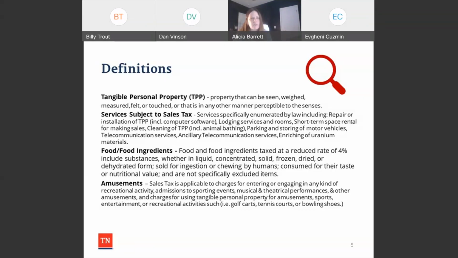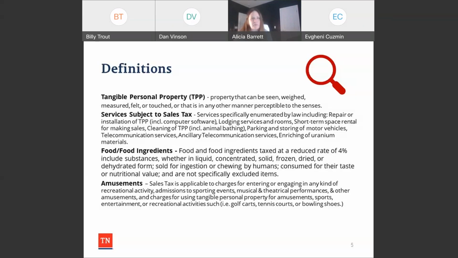Another definition that is going to impact how you're going to complete the sales tax return is going to be the definition for food and food ingredients. So our food and food ingredients are taxed at a reduced rate of 4%. This is going to include substances that are liquid, concentrated, frozen, dehydrated, that's sold for ingestion or chewing by humans and are not specifically excluded items.